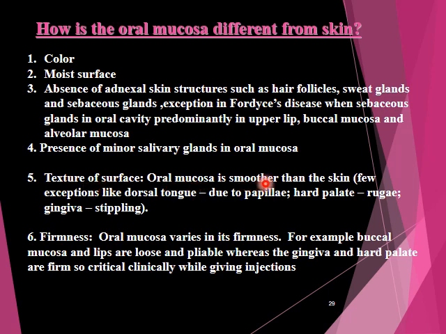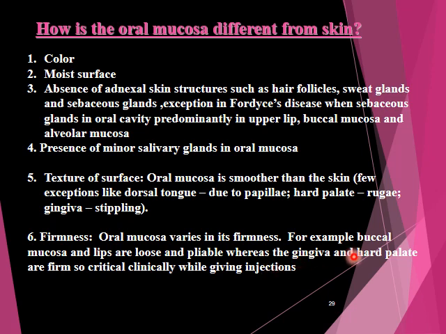Fifth, texture of the surface. Oral mucosa is smoother than the skin, with a few exceptions: the dorsal surface of the tongue due to the presence of papillae, and the hard palate due to the presence of rugae, and stippling in the gingiva. Sixth, firmness. The oral mucosa varies in its firmness. For example, buccal mucosa and lip are loose and pliable because they contain a layer of submucosa, whereas in the gingiva and hard palate, the firmness is clinically critical.